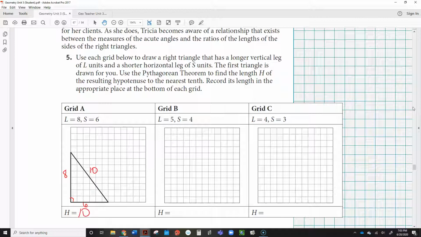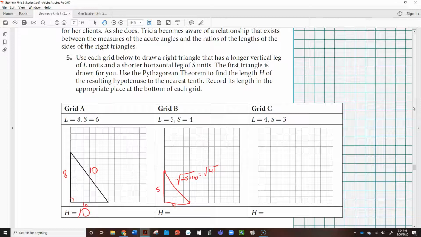Okay, so a long leg is 5, and the long leg is going to be vertical. They already told us that. 1, 2, 3, 4, 5. So the long leg goes here. The short leg is 1, 2, 3, 4. Then you connect them. That's the hypotenuse. This is 5 and this is 4. And this one right here is the square root of 25 plus 16, and that's 41. And I don't think the square root of 41 simplifies.